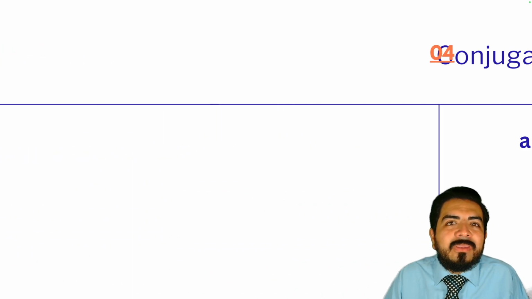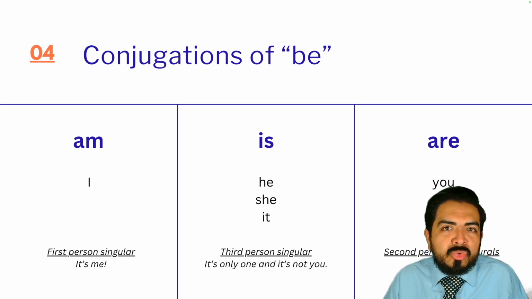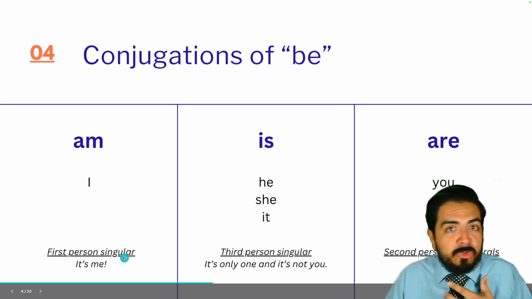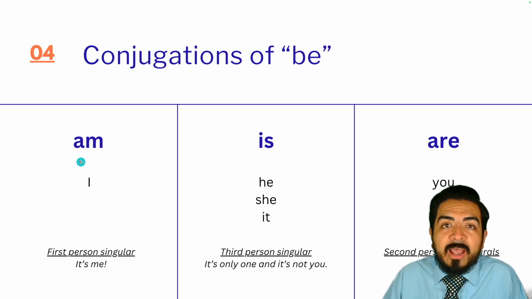Okay. So we're going to focus on the verb be. The verb be is conjugated in three forms. The forms are conjugated depending on what is the subject in the sentence. If the sentence contains a first person singular, or in other words, if it's I, then you're going to use am. For example, I am.